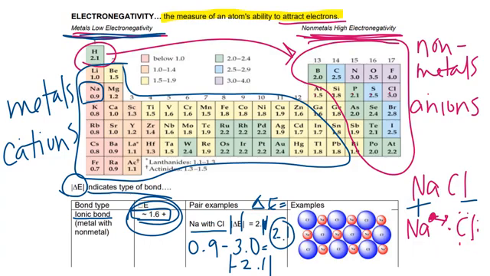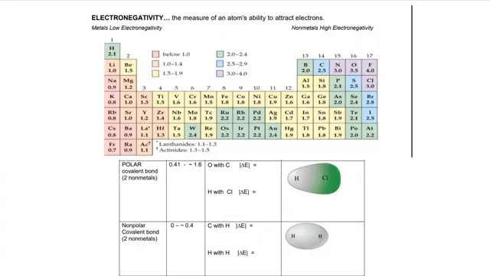Now, these numbers you do not need to memorize. You will be able to use this chart on any quiz or test that you take. So don't feel overwhelmed by these numbers. We'd be able to look them up. So ionic bonds, anything greater than this 1.6. So let's look at another example here.